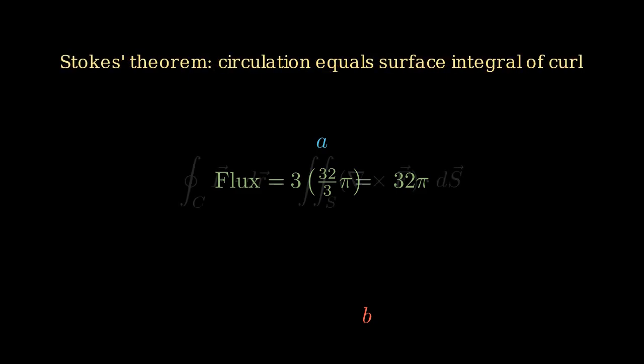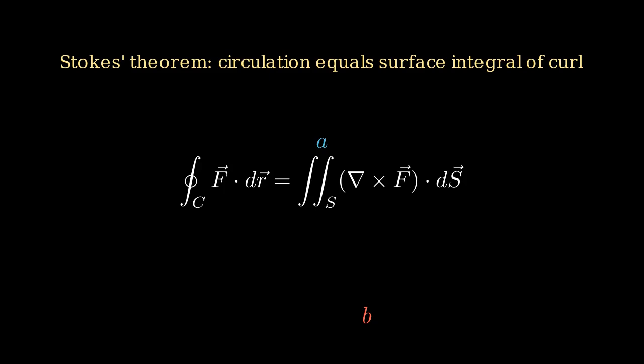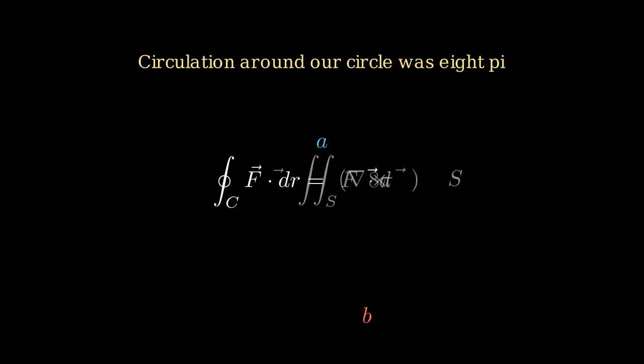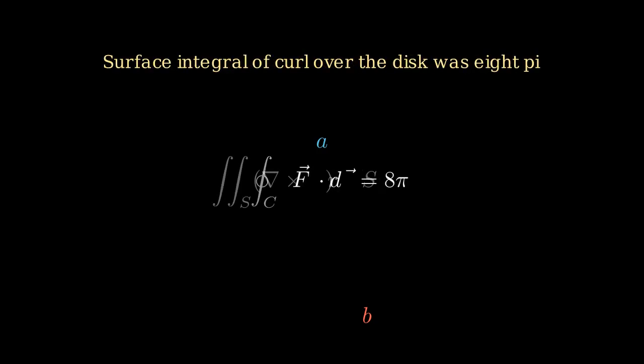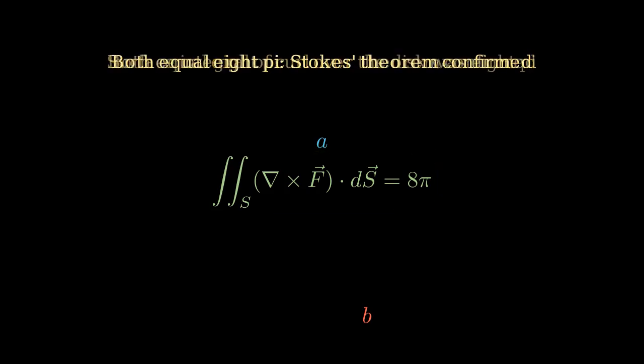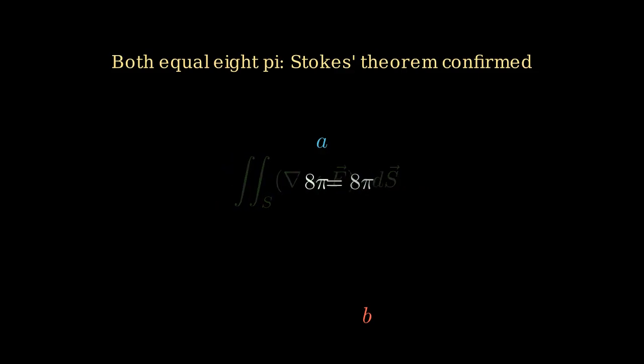Finally, let's confirm Stokes' theorem, which says the circulation of a field around a closed curve equals the surface integral of its curl over any surface bounded by that curve. We already found the circulation of the wind field around our circle of radius 2 to be 8 pi. We also already found that the surface integral of the curl over the flat disk that circle encloses equals 8 pi. Since both values equal 8 pi, this confirms Stokes' theorem for our wind field, completing our full worked journey through vectors, partial differentiation, multiple integration, and vector calculus.